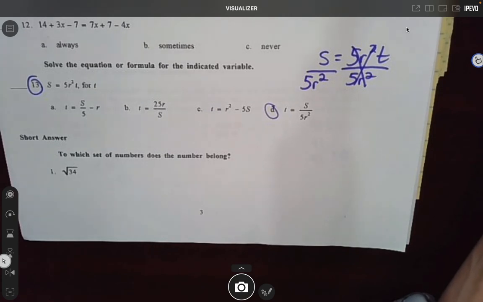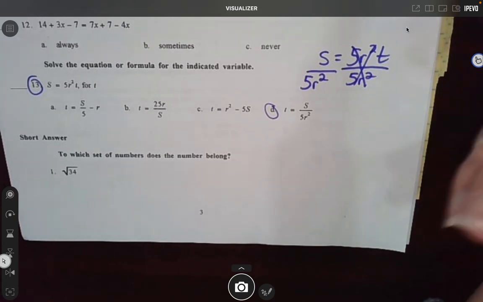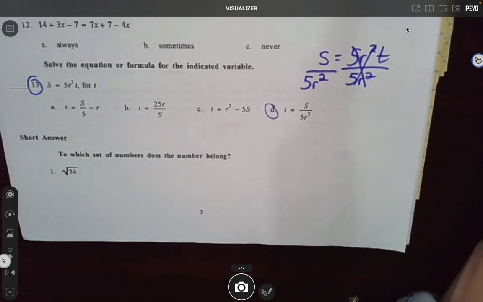I think that's all the multiple choice. Yeah, we've gone through all the multiple choice, and then we have 4 short answer. How is it so far?